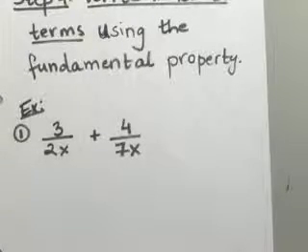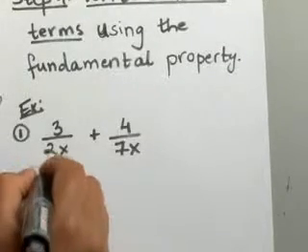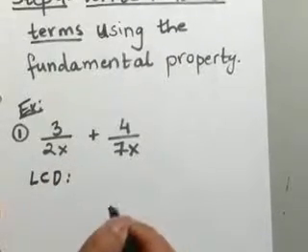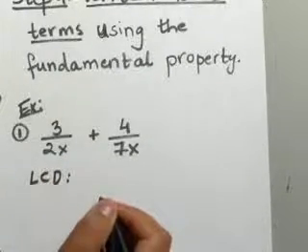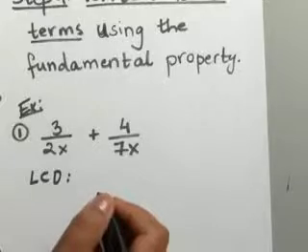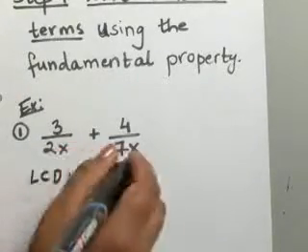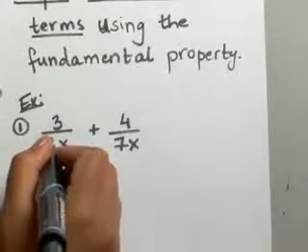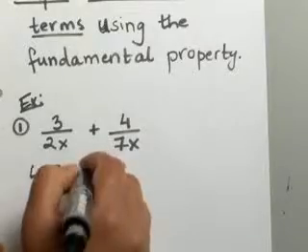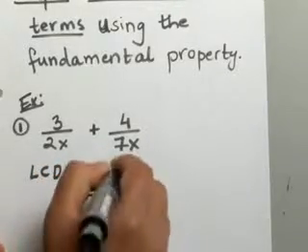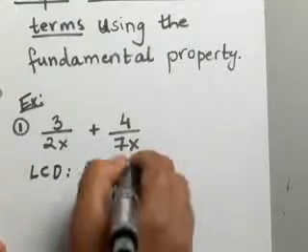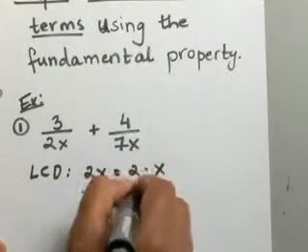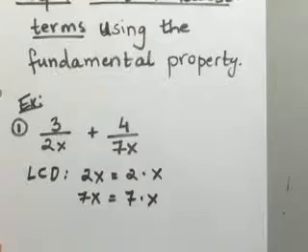Now your example is 3 over 2x plus 4 over 7x. Now the first thing would be find your least common denominator. So if you remember, for your least common denominator, you have to go ahead and list all the factors from each of your denominators, and you can see that you have 2x and 7x. If we go ahead and break these down into prime factors, this will give you 2 times x, and this one will give you 7 times x.